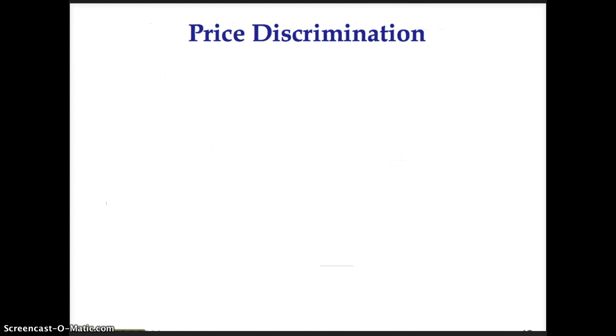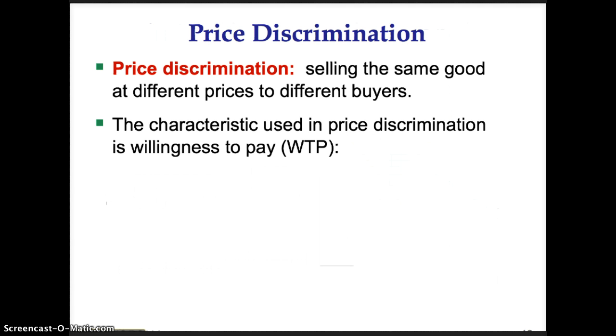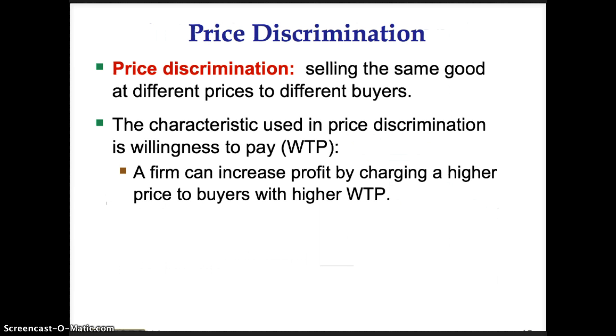Price discrimination is a common practice for monopolies. Price discrimination is selling the same good at different prices to different buyers. The characteristic used in price discrimination is willingness to pay, or WTP. A firm can increase profit by charging a higher price to buyers with a higher willingness to pay.